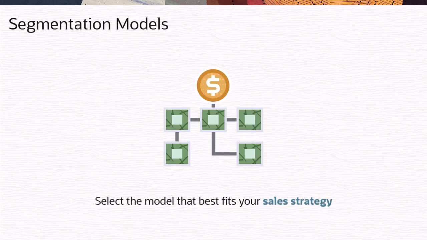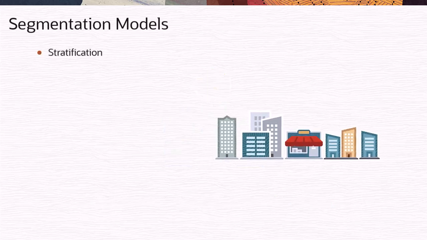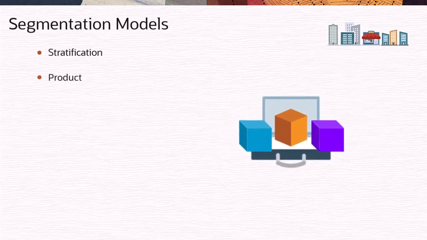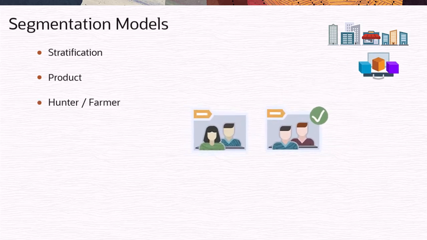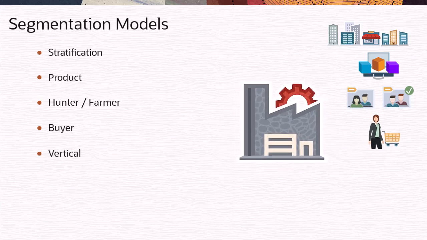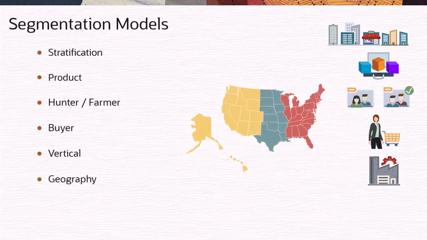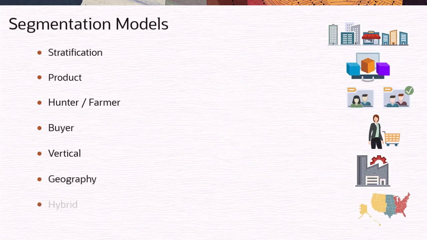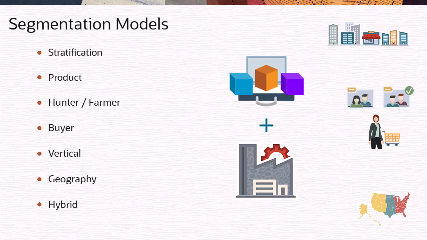To define the right account segmentation plan, select the model that best fits your sales strategy. Stratification to group by employee size or business type, such as enterprise or commercial; product to group by product; hunter farmer to group by potential or existing accounts; buyer to group by persona needs, such as chief financial officer; vertical to group by industry; geography to group by countries and regions; or hybrid to group using a model combination.